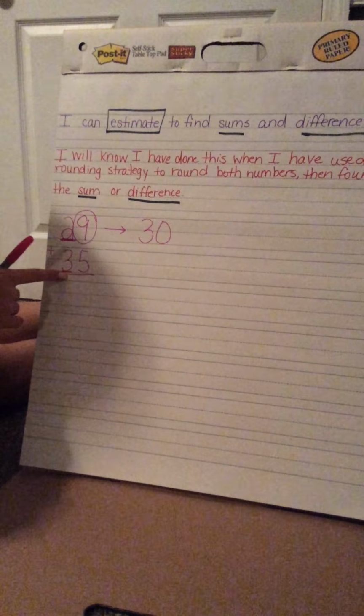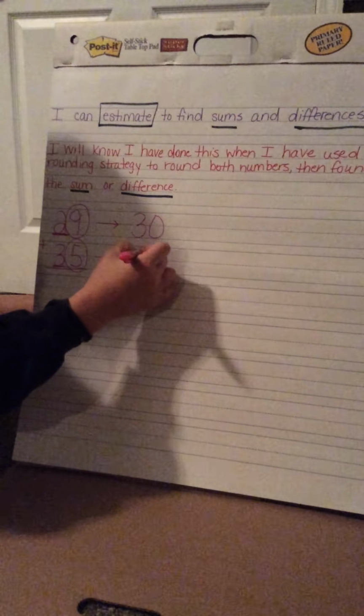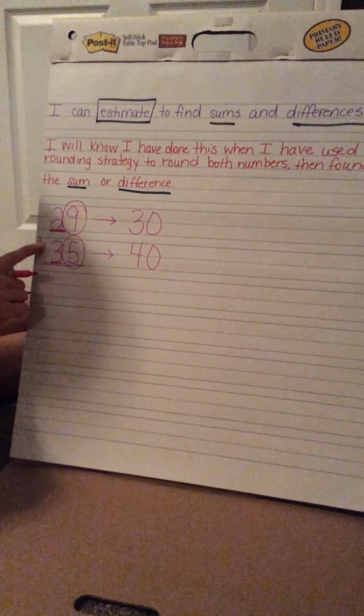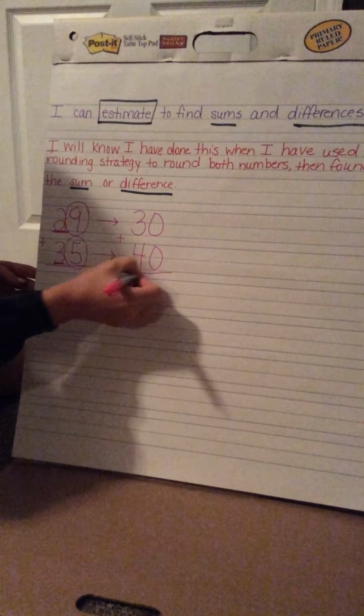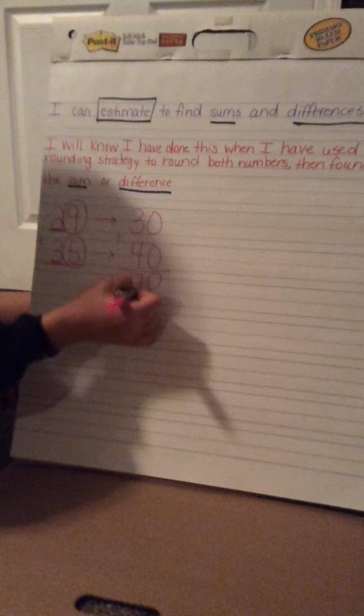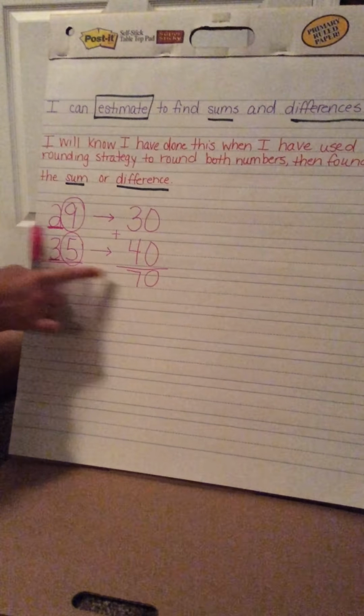So 35, again, I'm going to round to the nearest 10 because the largest place value is in the tens place. And the 5 tells me this is going to be closer to 40. If I drew this on a number line, I know that 35 would be closer to 40 than it would be 30. So I'm going to draw my arrow and say that 35 is close to 40. I'm finding a sum, so I want to put my plus sign here, and then I'm going to add 30 and 40. I know that 30 and 40 is 70. So my estimated sum for 29 plus 35 is 70.